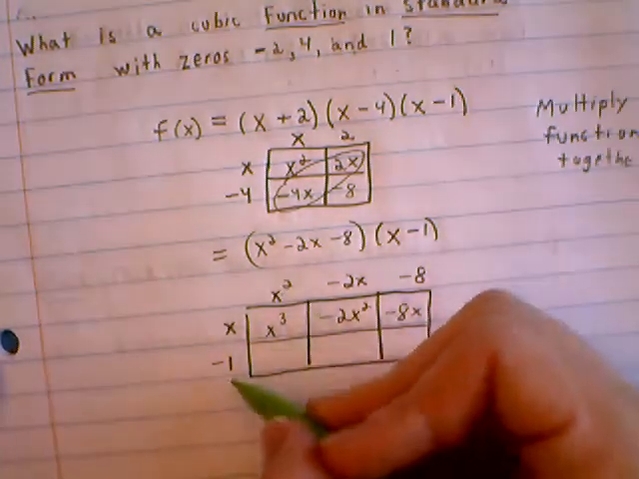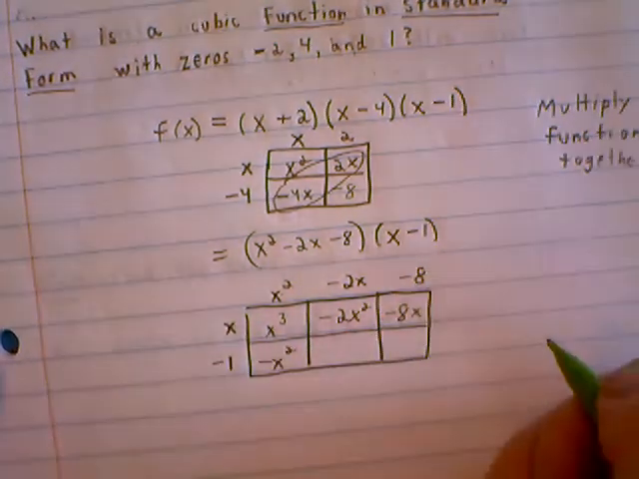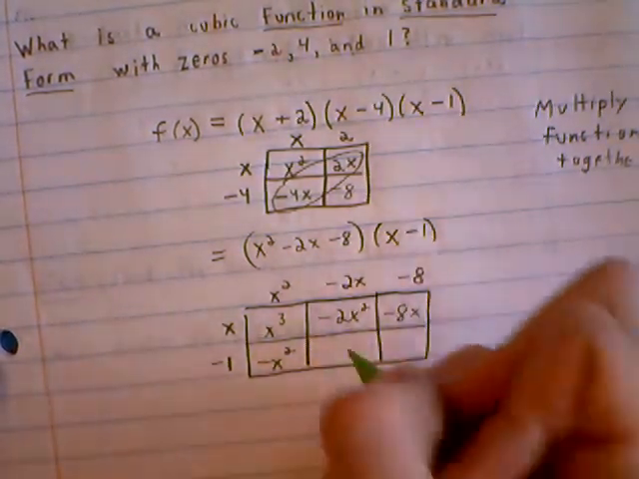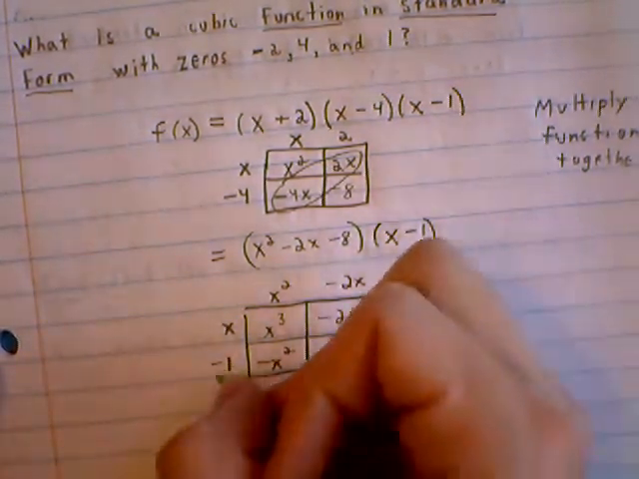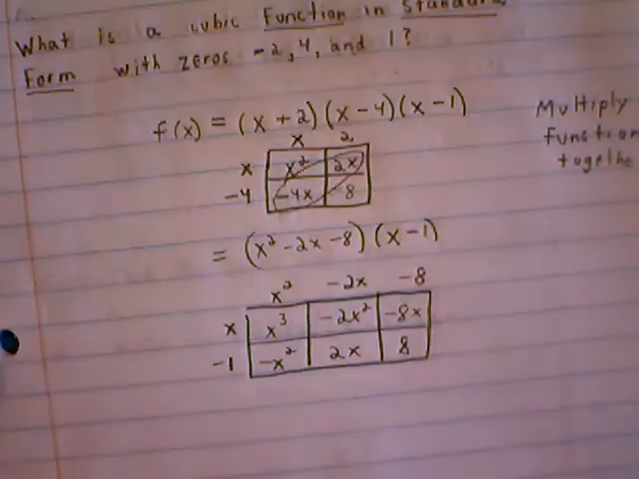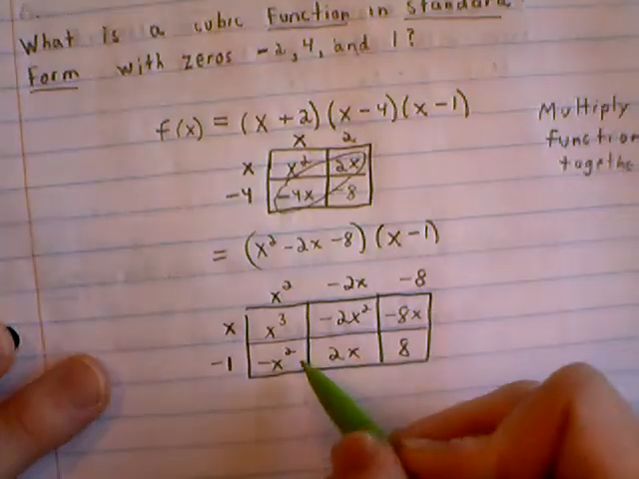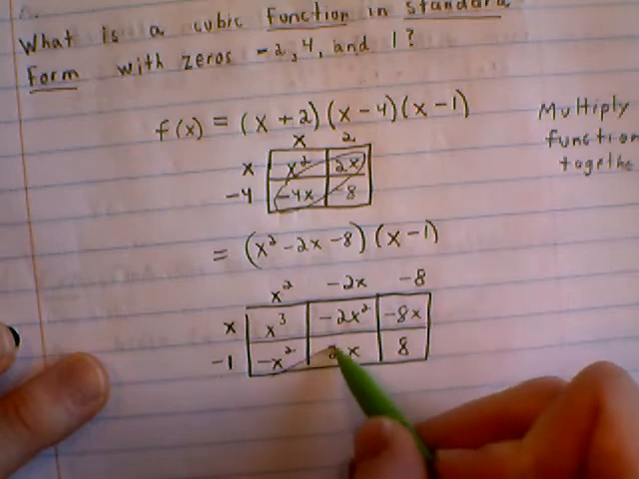X squared times negative 1 is negative x squared. Negative 2x times negative 1 is 2x. Negative 8 times negative 1 is 8. Your like terms are diagonal from each other.